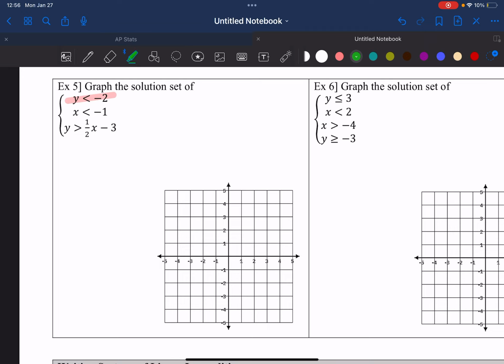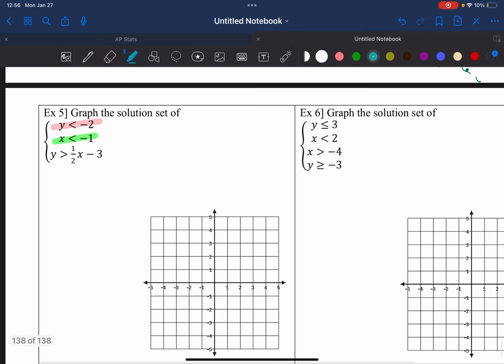Number 5, you're going to notice now that we're going to get some vertical and horizontal lines. So for the first one, y is less than negative 2. So I have negative 2. It's a dotted line because it's less than, and my arrows are going to be going down. For x is less than negative 1, I find negative 1 on the x's. It's going to be a dotted line, and my arrows are going to the left because it's less than. That's where all the small x's are.